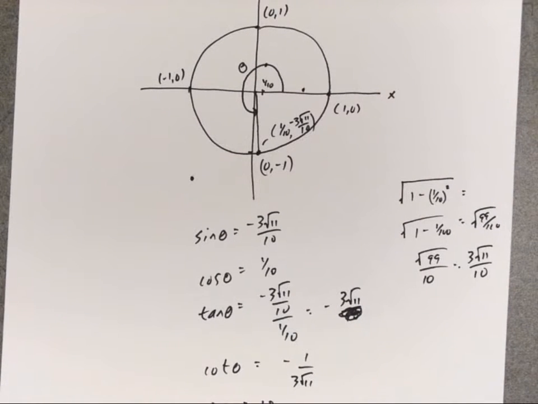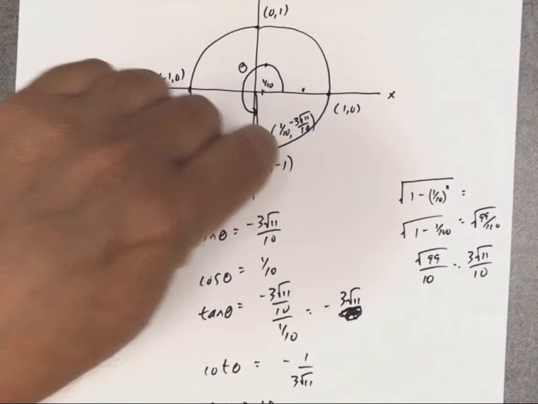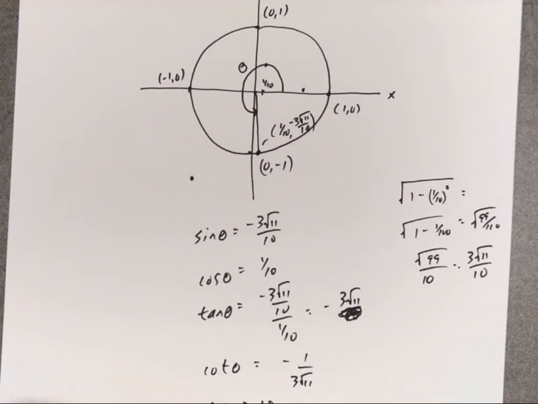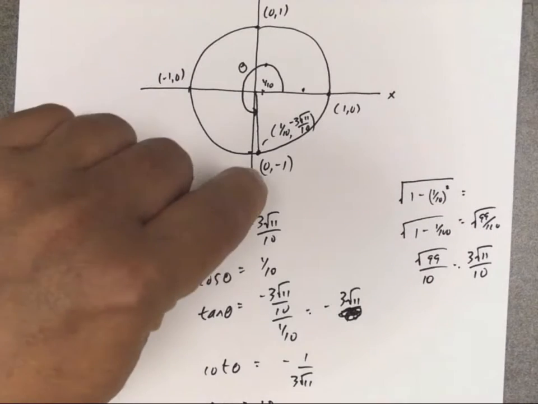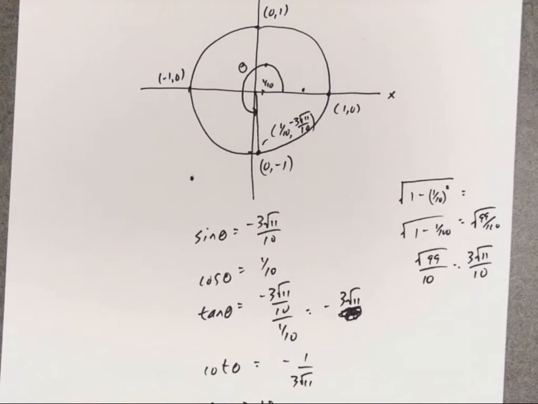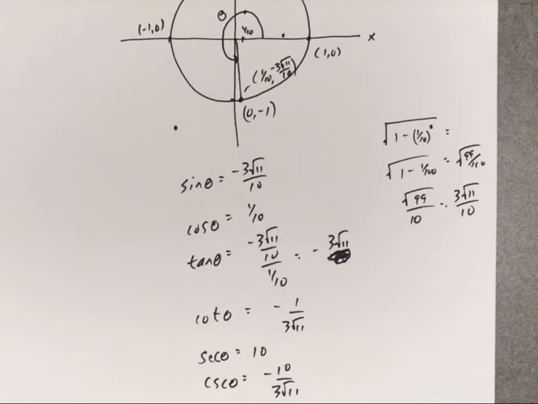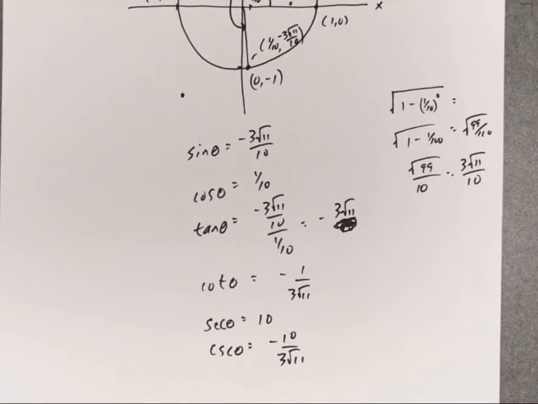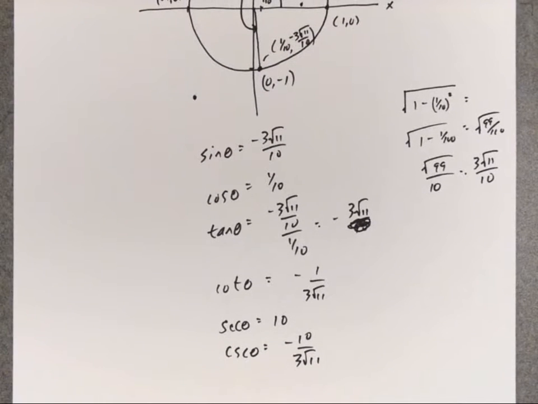So in the homework, they're going to just give you a point on the unit circle, and they're going to say find all these. It's very simple, right? The cosine's the x value, the sine's the y value, and you're on your way. So that's the principle of the unit circle.